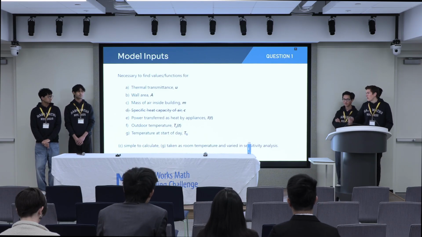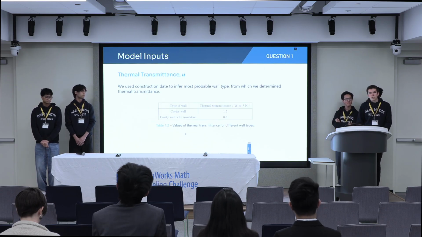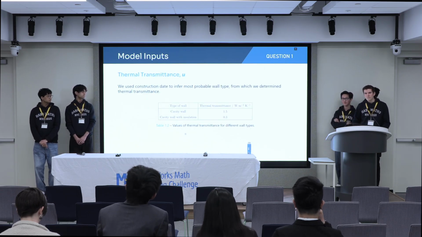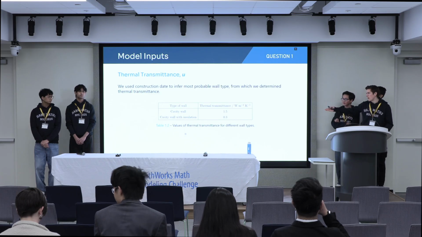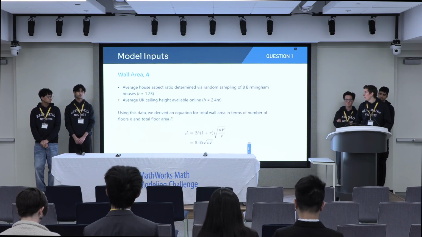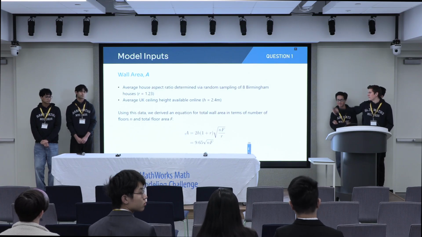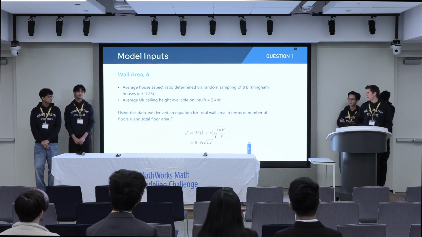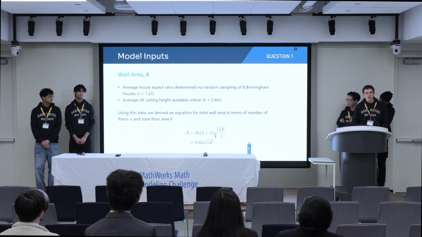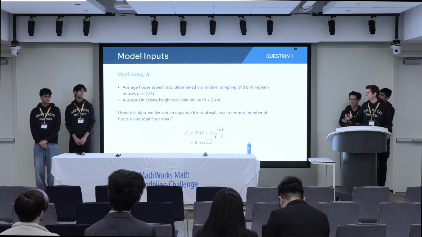But thermal transmittance, so we looked at the construction date of all the houses given, and that allows us to deduce a likely wall type, and then we get our value. The wall area, we did a little bit of research, a little bit of random sampling here to find the quantities R and H, and then it's quite easy from there to find an equation for the total wall area.